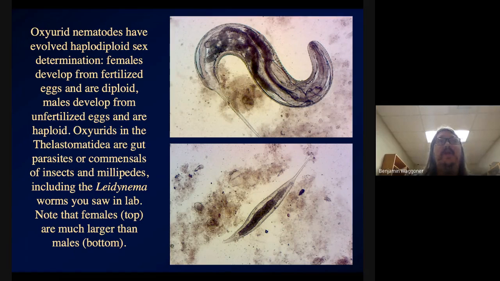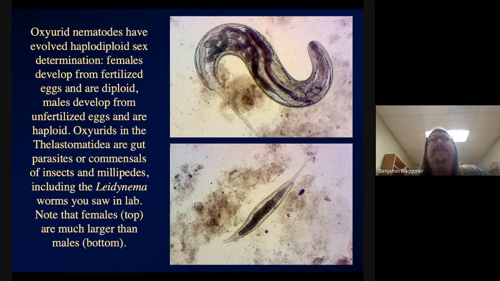These are Oxyuridomorphs. These have actually evolved haplodiploid sex determination, which you might know is also the way that bees and I think wasps and ants do sex determination. Fertilized eggs are diploid and they develop into females. Unfertilized eggs are haploid and they develop into males.